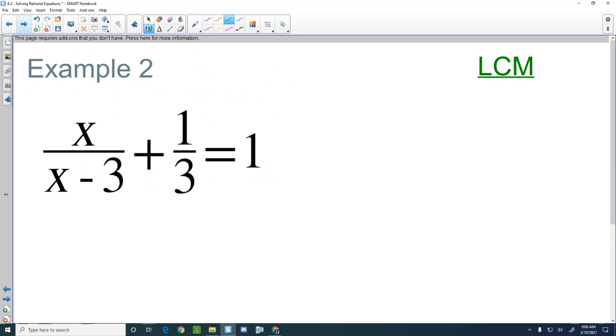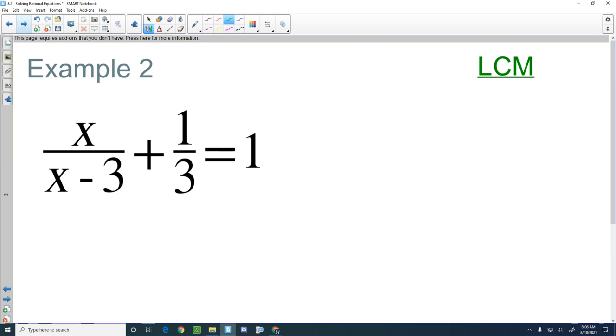All right, go ahead and try this one on your own. x over x minus 3 plus 1/3 equals 1. Now we can't just cross multiply in this case because you've got 3 fractions.